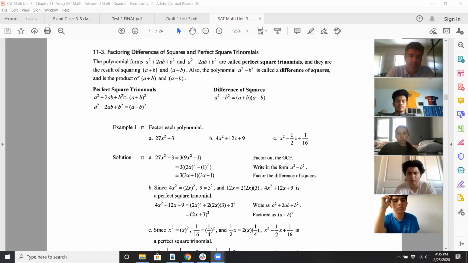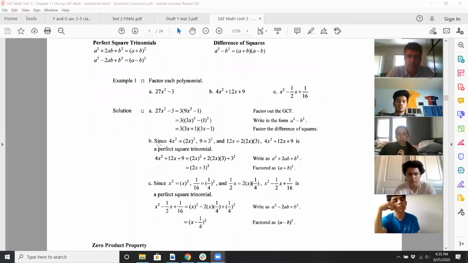Or perfect square trinomials, when you have three terms, and the middle term is the square root of the products, or the product of the square roots, and then doubling it, or multiplying by 2. If you were to expand (a plus b) squared, you would get what you have on the left side here. So we can kind of identify that for these examples here.